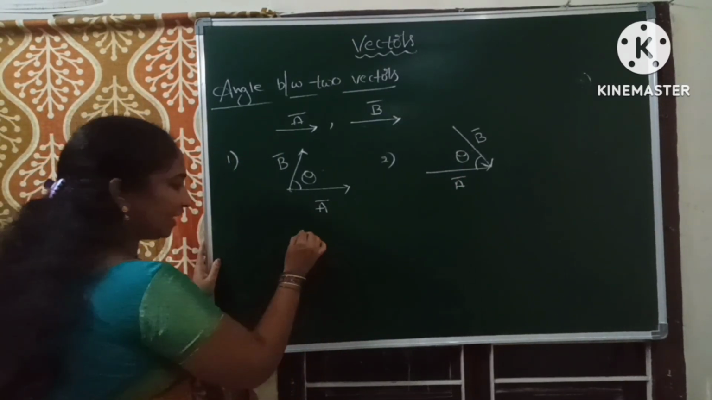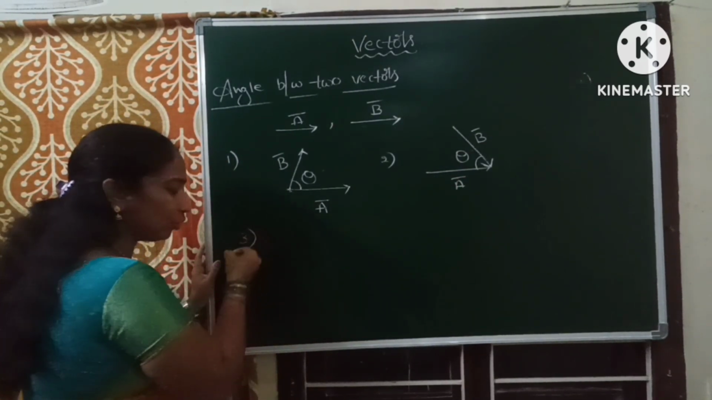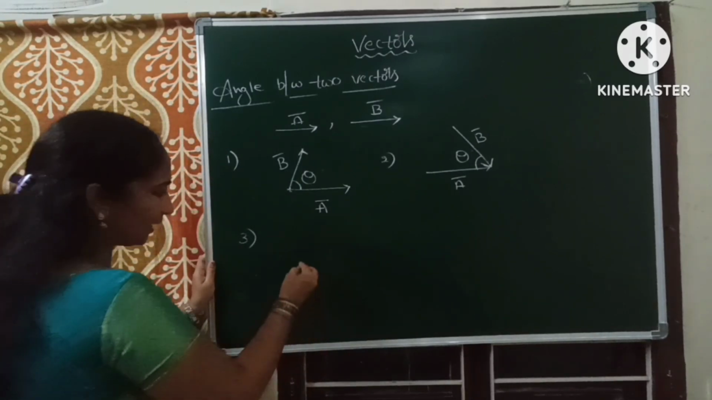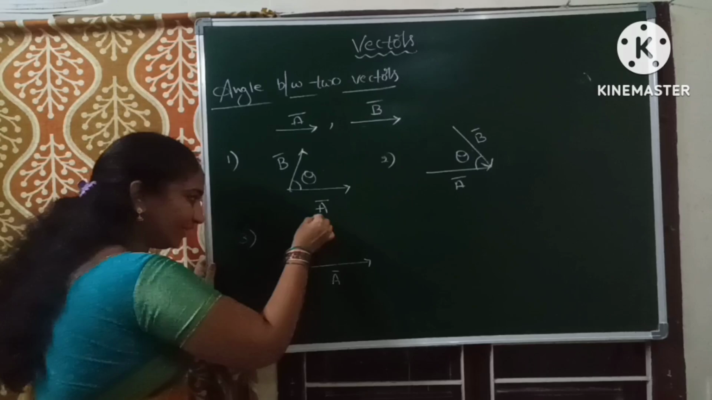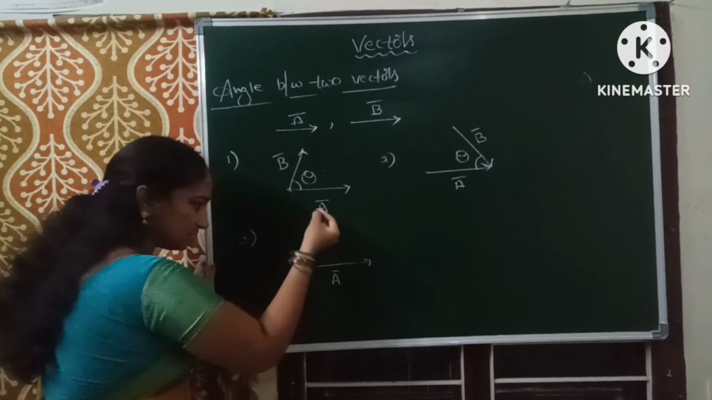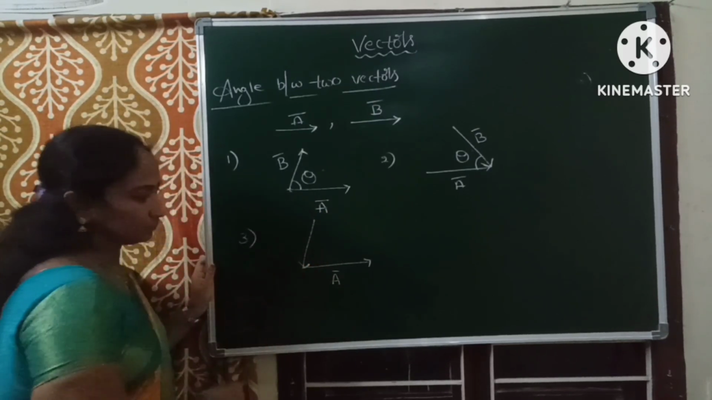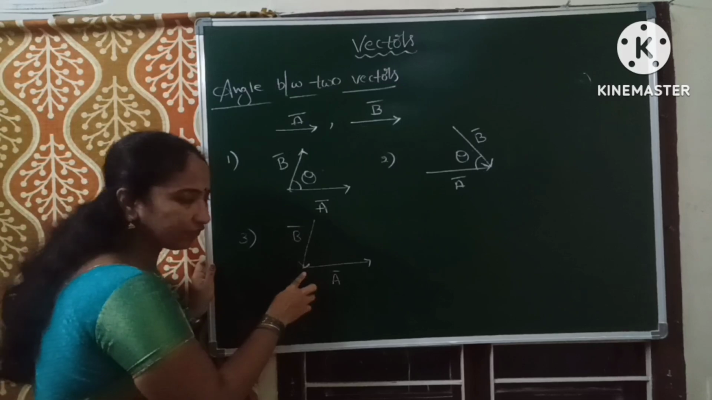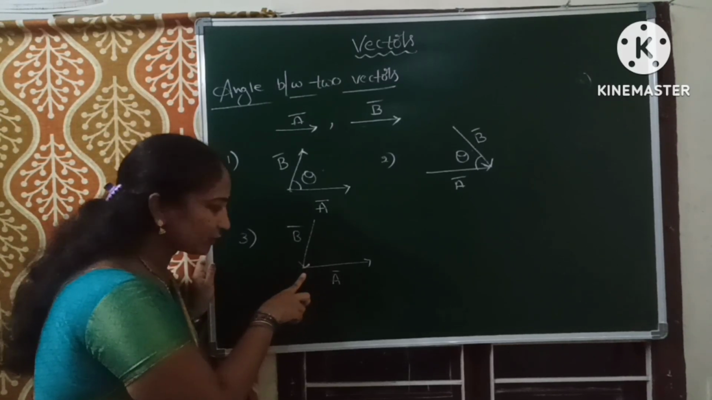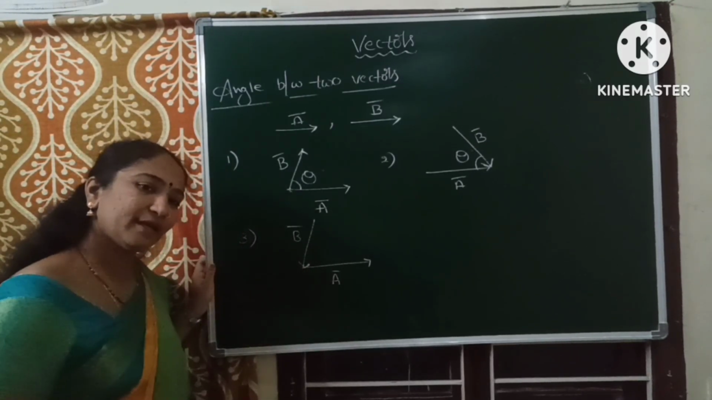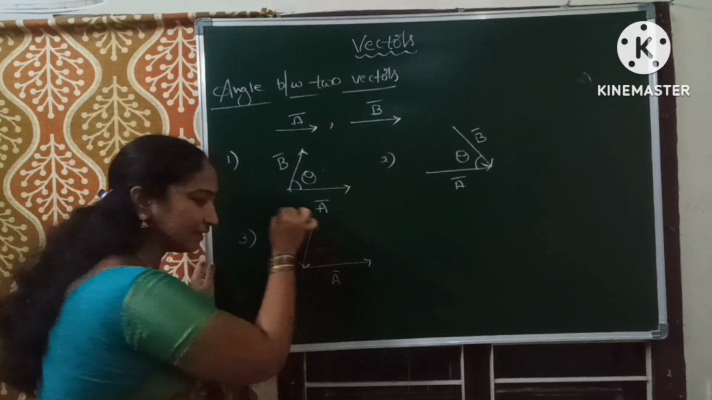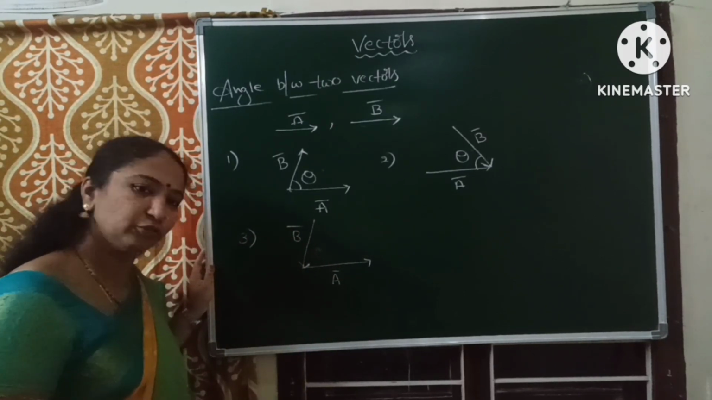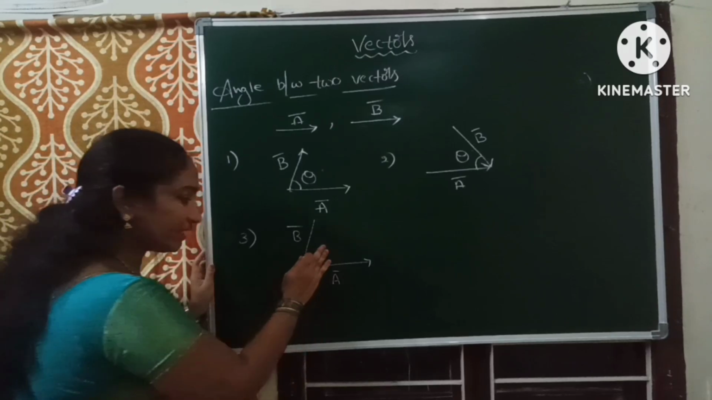Madam, what happens if one head and one tail coincide? Yes, you can calculate. See here, it is a bar and it is b bar. Observe carefully. The tail of the first vector coincides with the head of the second vector. In this situation, we can't take theta as the angle in between a and b. Theta is not the angle here. But you can change.